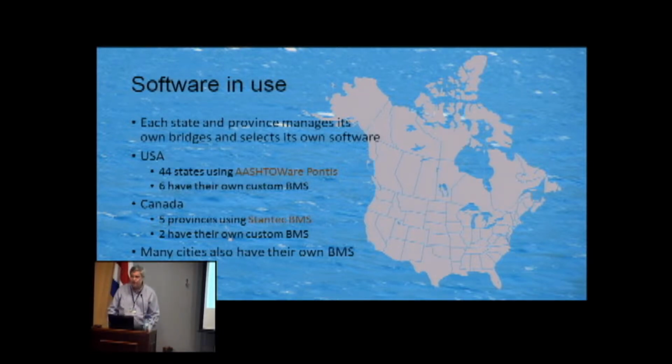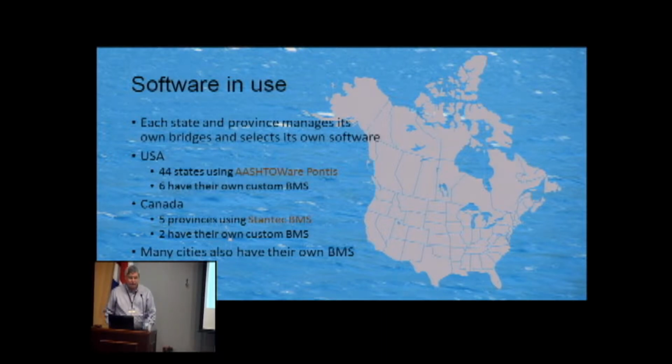Now in the USA and Canada, they're kind of similar in that each of the states and provinces manages its own bridges. There isn't really a national bridge management function in either of these two countries. Of course, the United States has 50 states, and Canada has the 9 provinces and territories. So each of those pretty much does its own thing.